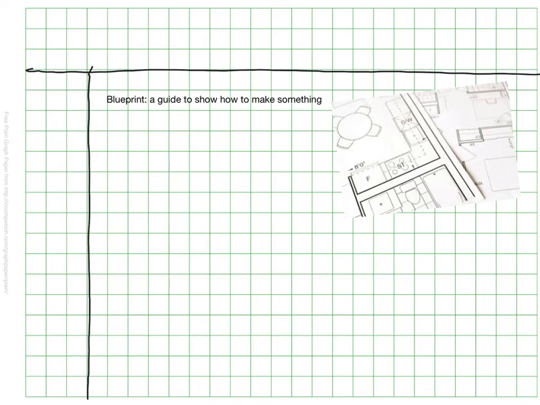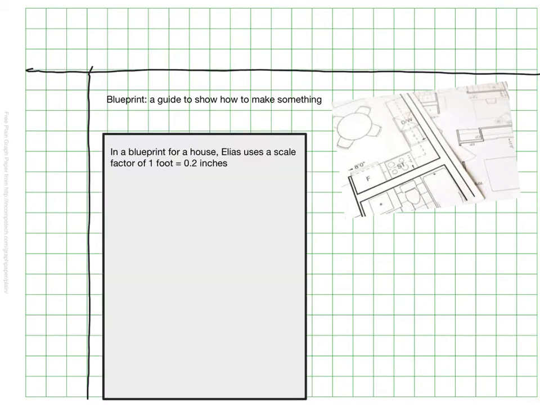Like maps, blueprints also have scales, and a blueprint is something that shows you how to make something, like a house, right? Houses have blueprints, and that's what my example is here in my picture. So let's think about a house blueprint for an example. So if Elias were building a house and he wanted to draw his blueprint, he obviously can't draw it real size. So he uses a factor of 1 foot is equivalent to 2/10 of an inch.